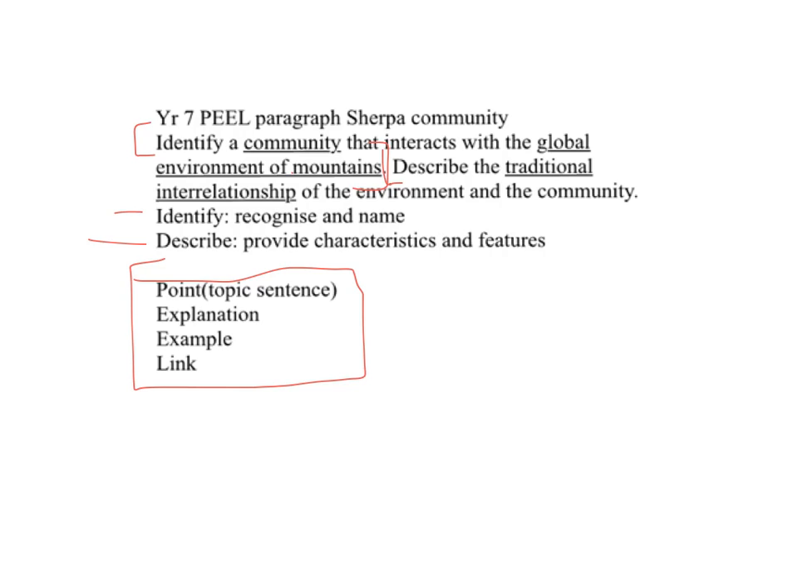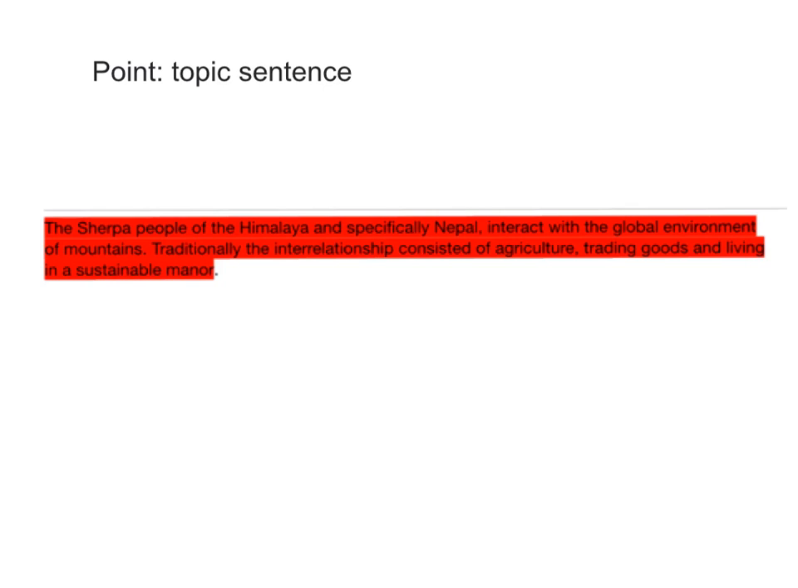But firstly, to identify a community, so to recognise and name a community. And as you can see at the top, I'm going to be talking about the Sherpa people. And if you're aware, I'm going to be talking about the Sherpa people of Nepal. And then describing and providing characteristics of their traditional way of life. So let's have a look at it. So here's my topic sentence, or my point.